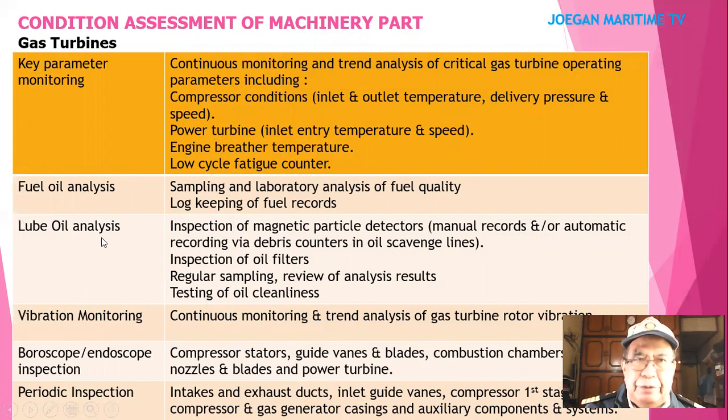For gas turbines, key parameter monitoring. Continuous monitoring and trend analysis of critical gas turbine operating parameters, including compressor condition, inlet and exit temperature, delivery pressure and speed, power turbine inlet and entry temperature and speed, engine breather temperature, low cycle fatigue counter. Fuel oil analysis: sampling and laboratory analysis of fuel quality, log keeping of fuel records.